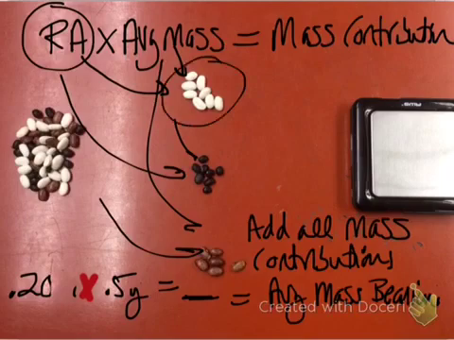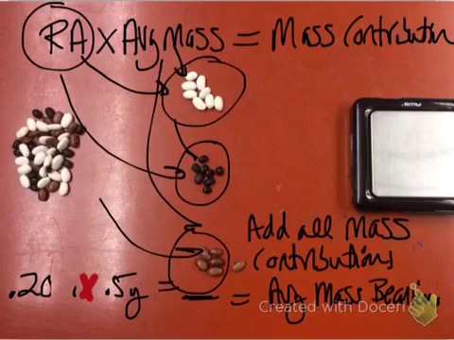So again, does it make sense? Whichever one of these had the greatest relative abundance, that's the one that's going to be kind of in charge of the mass, right? Whoever there's the greatest population of, the average mass is going to be closest to them because there's more of them.